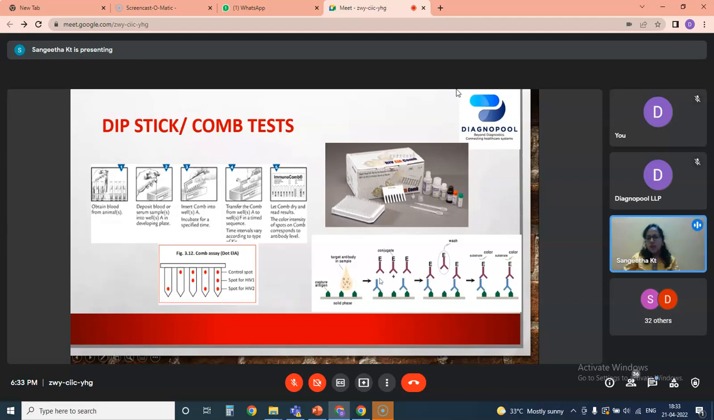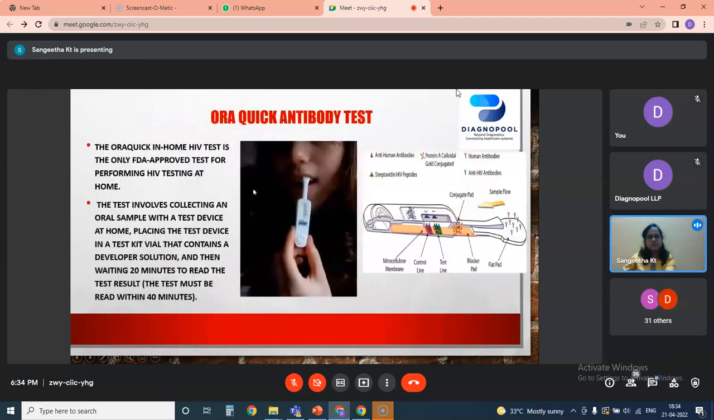And the next step, you add the enzyme labeled conjugate, the antibodies which are enzyme labeled, and then you wash it and then you add the substrate, and again it gives a color almost similar to our ELISA platform. So these are known as the comb test, and here again you can see the control dot, and here you can see the sample which is positive for HIV 2. So these are the comb tests which are available as rapid tests.